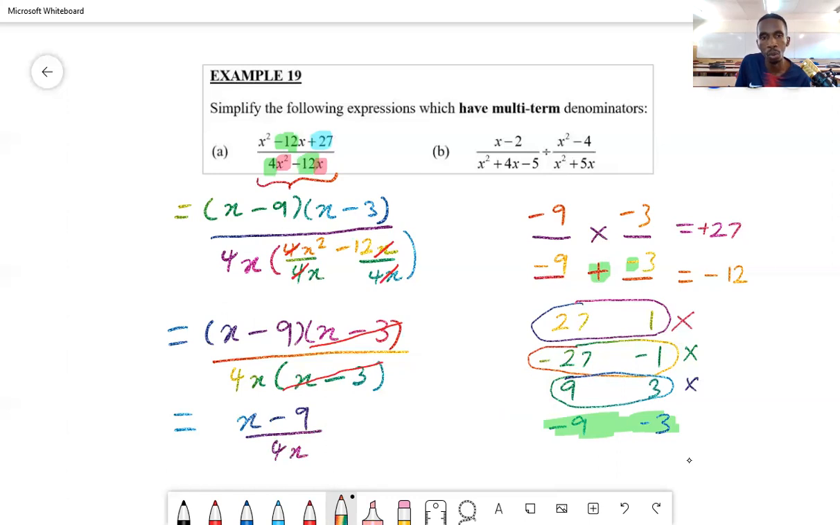The next step, you will get x divided by 4x, which is 1 over 4, minus 9 divided by 4x. But this is sufficient as our final answer. We can just end here. So that is how we solve these types of problems.